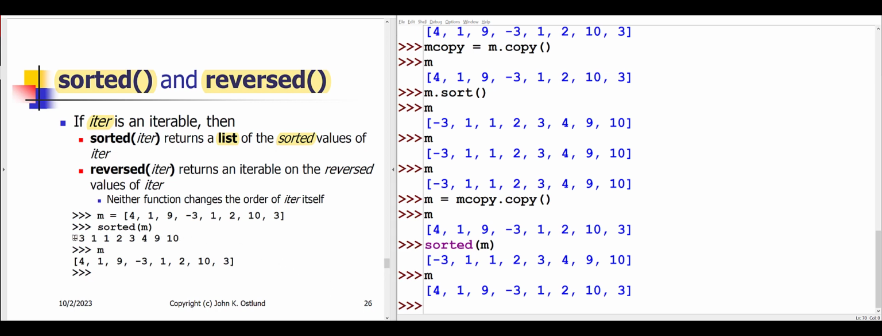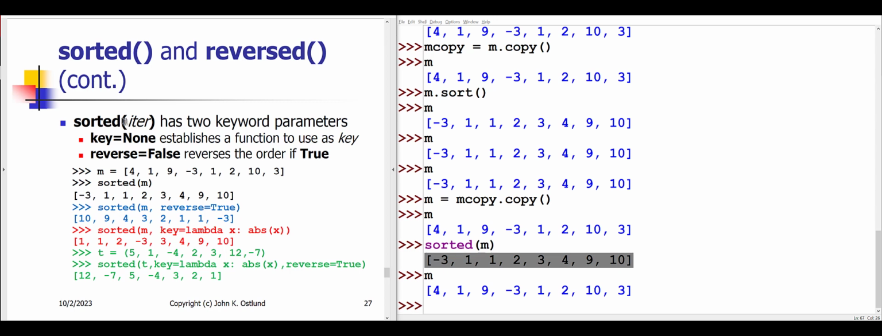I just noticed that there is actually a typo on my slide 26 here. These values, -3, 1, 1, 2, 3, etc., those should be contained within square brackets because the sorted function does return a list.